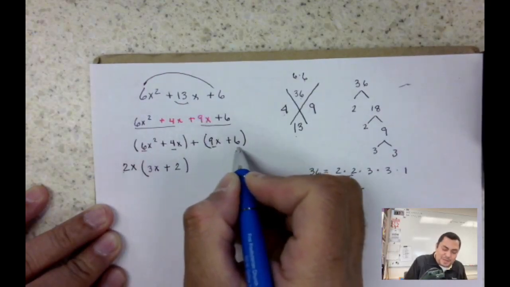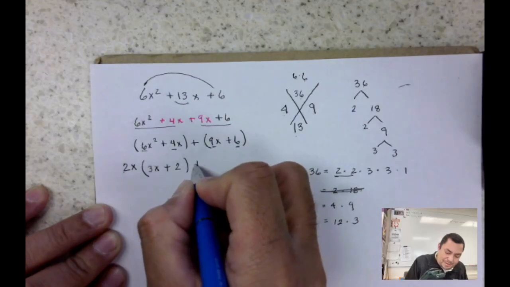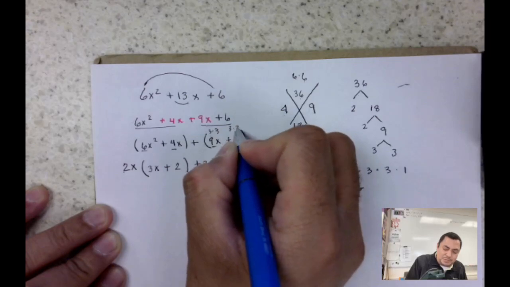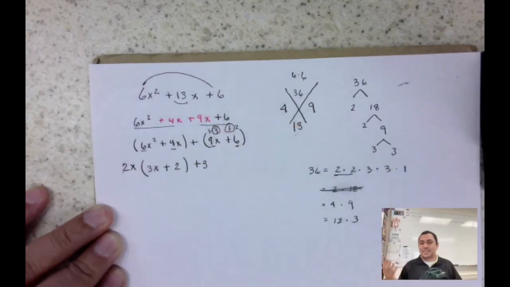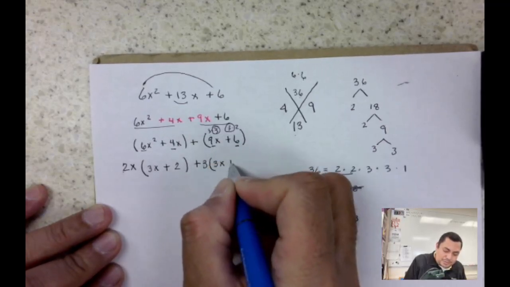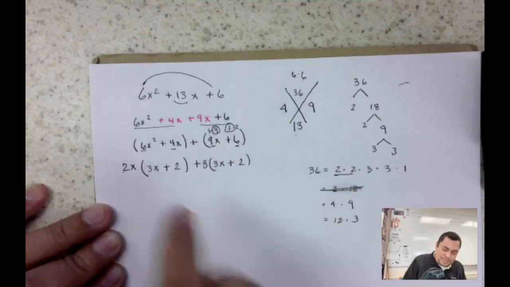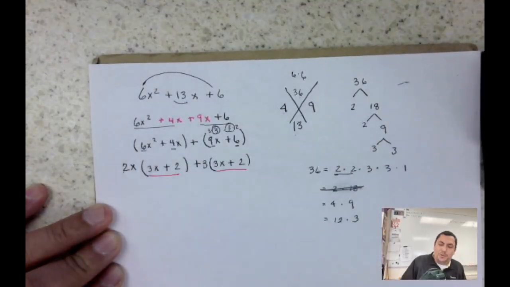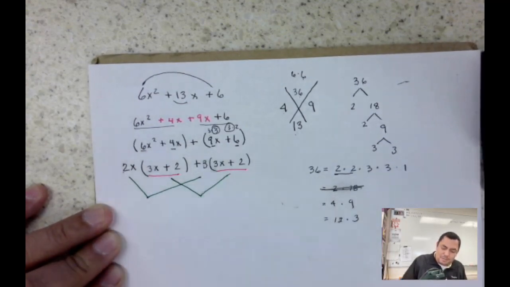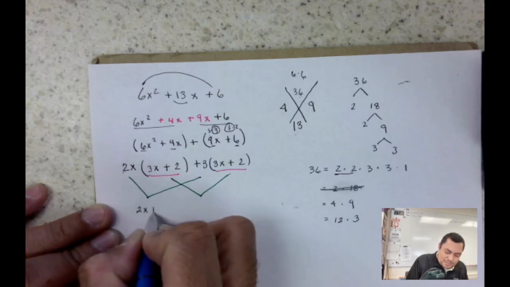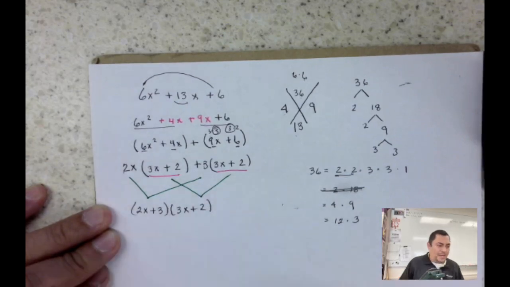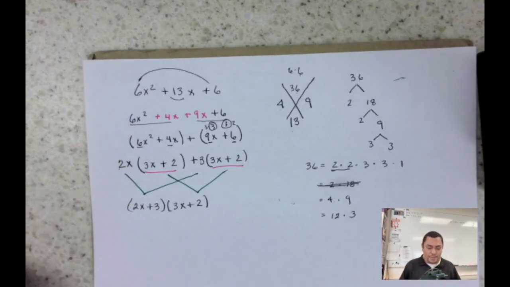So the greatest common factor between 9 and 6 is going to be plus 3. Why 3? Okay, 9 is 3 times 3. 6 is 3 times 2. I see that I have 3 as the greatest common factor. Parenthesis, 9 divided by 3 is 3x, plus 6 divided by 3 is 2. See, I have 3x plus 2. Now I'm going to group 2x plus 3 and 3x plus 2. 2x plus 3 and 3x plus 2. And that is my factor form of the trinomial.